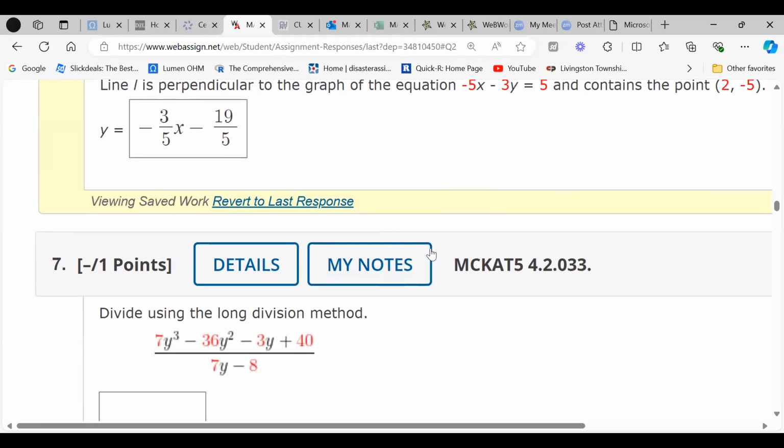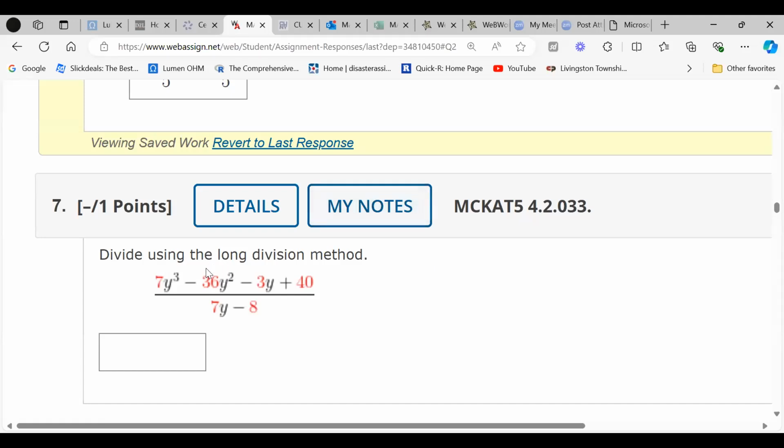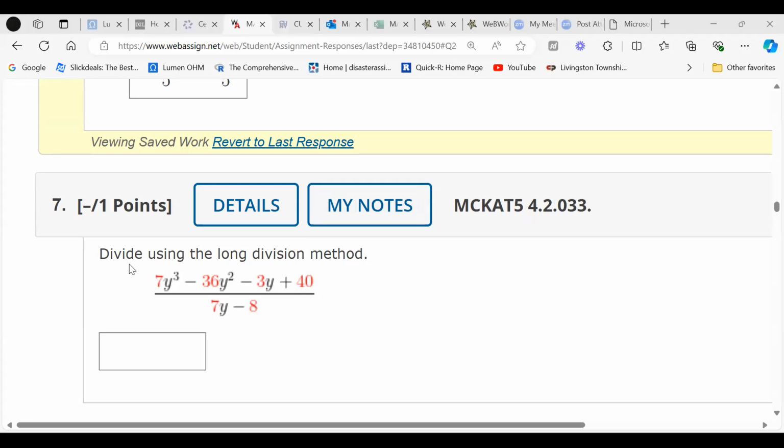Question 7, let's go to question 7. Dividing using long division. We did something similar on the practice. I'll let you guys try it. This is question 7.